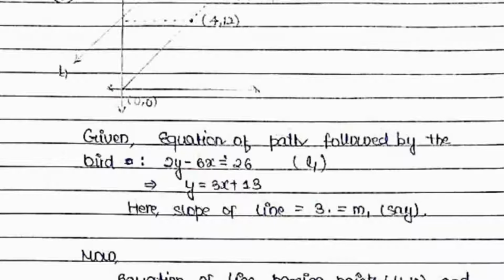If you have any other value, you can replace 26 by that value and solve it similarly. So further, y equals 3x plus 13, and we can say the slope of the line, 3, equals m1.